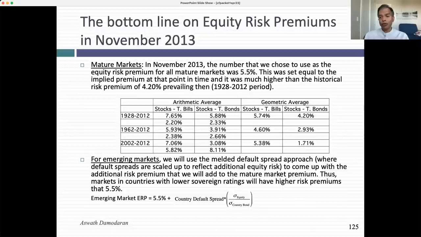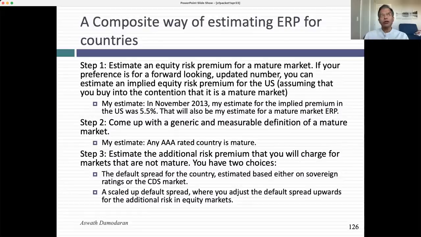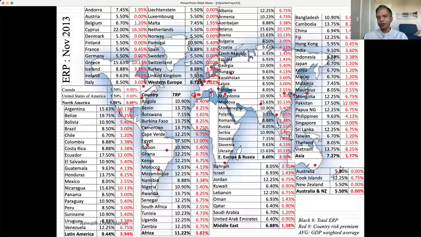So you know what the world looked like to me in November of 2013? Basically, I started with the US premium, the 5.5%. I got the default spread for every rated country. And in November of 2013, there were about 140 rated countries. I used the rating to come up with the default spread for that country and then adjusted the default spread for the higher risk of equities in that market. Here's the world as I saw it in November of 2013. So let's start easy.